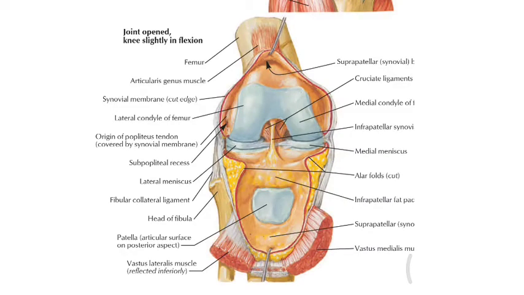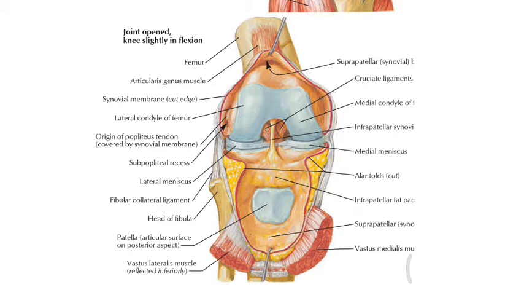We are going to see the synovial membrane of the knee joint. This diagram shows the anteriorly opened knee joint. The patella is reflected downwards. You can very well see the synovial membrane if you trace along this red colored line, right?